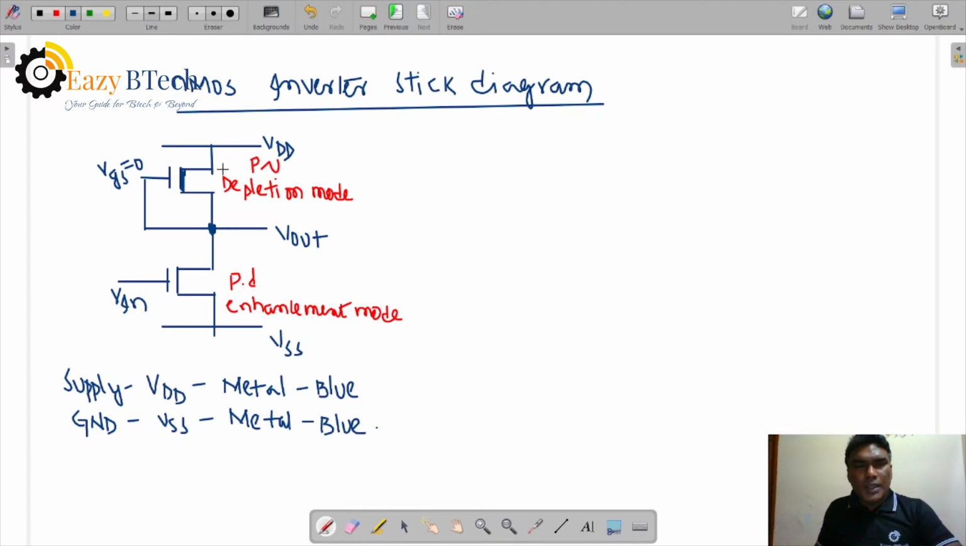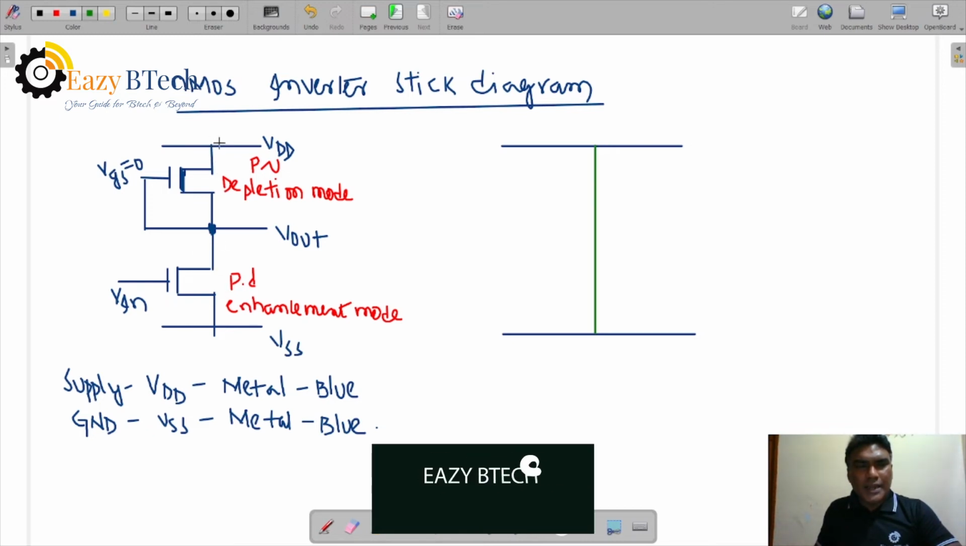So instead of this circuit representation, we can represent the transistors with the color stick. First we take VDD and VSS, and the drain and source. These two transistors are connected in series, so I can take a green color directly for the drain and source connection.